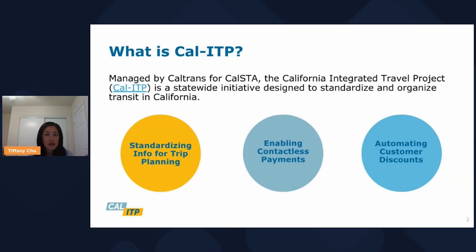I'm a data scientist at Caltrans, which is the State Department of Transportation. Within Caltrans, where I work is a division called the California Integrated Travel Project. And this is a statewide initiative that started in 2018 to really modernize our transportation experience. Broadly speaking, our work touches on three things: standardized trip planning information, contactless payments, and automating customer discounts. And so I'll focus on the first, which is trip planning information today.